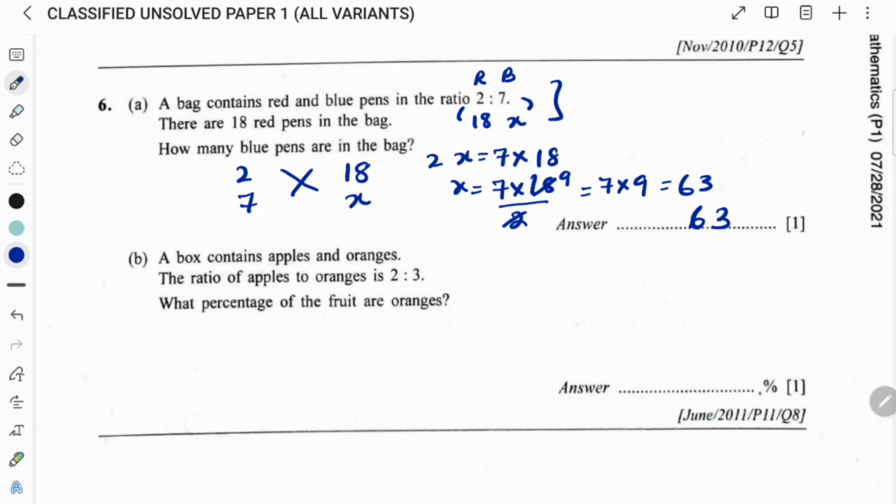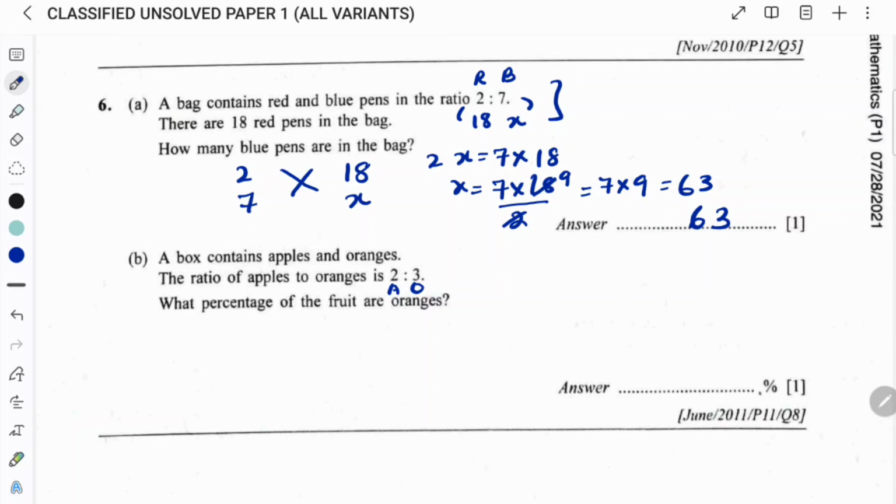Okay. Part B, a box contains apples and oranges. The ratio of apples to oranges is 2:3. What is the percentage of the fruits that are oranges? Okay, so whenever they ask you to find out any percentage and it's given in the form of a ratio, then take the particular ratio divided by the total ratio, and then multiply by 100, because you are going to find out the answer as a percentage. Okay, so here what do we do?